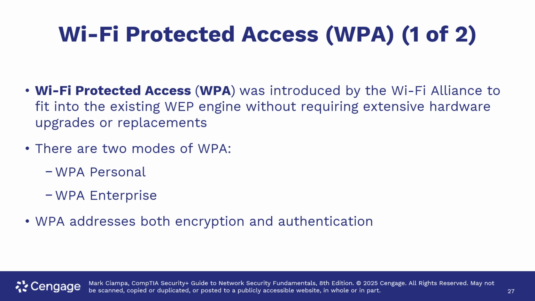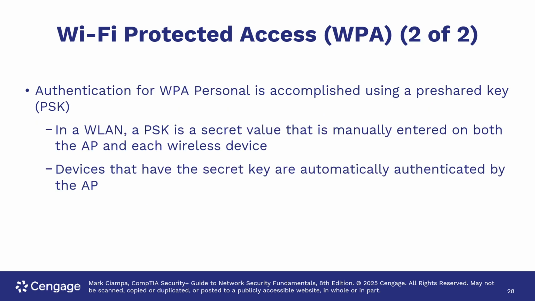So you have WPA Personal and WPA Enterprise. WPA, Wi-Fi Protected Access, addresses both encryption and authentication. Authentication for WPA Personal is accomplished by using a pre-shared key, or PSK. In the WLAN, the PSK is a secret value that is manually entered on both the access point and each wireless device. Devices that have the secret key are then automatically authenticated by the access point.